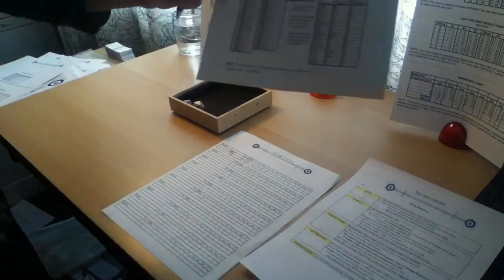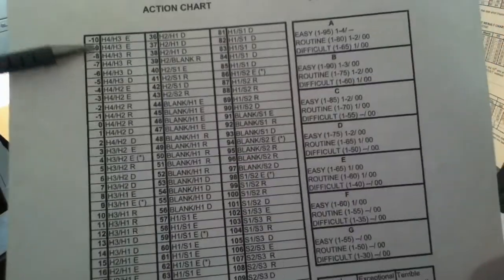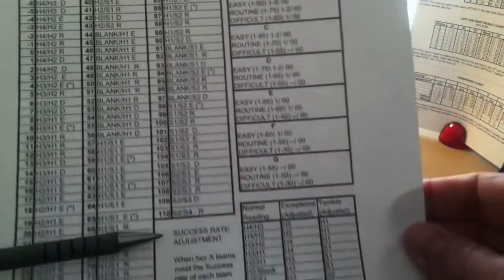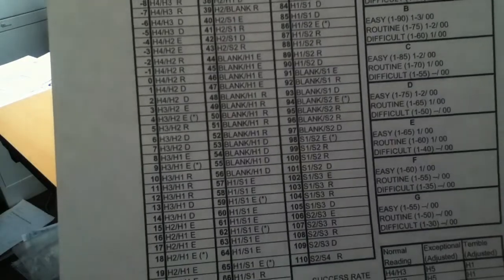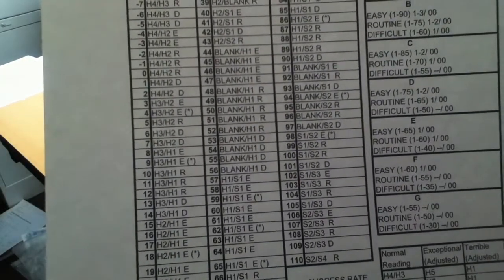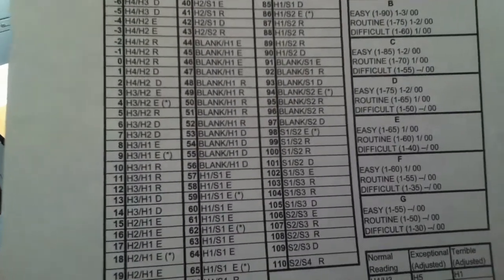Now I'm going to be looking at this action chart, and it goes from minus 10 to 110. So we get a roll of 22, and 22 says H2/H1E, and the asterisk I'll explain later.